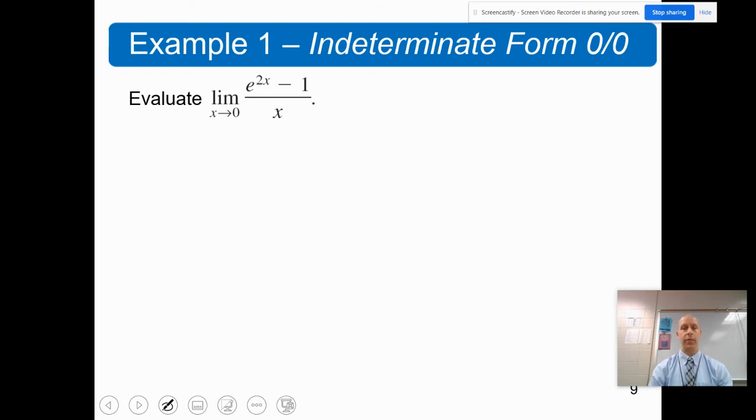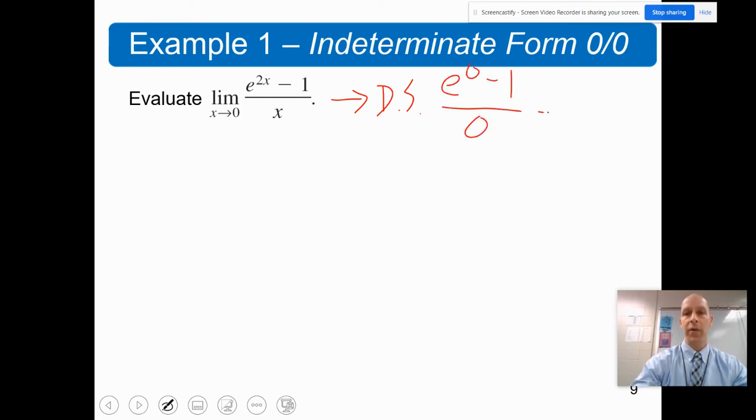Let's look at an example. Now, I'm going to do this kind of the wrong way first. By the way, this is the same problem we looked at already. We know that the answer is 2. But if I did a direct substitution, we would get e to the 0 minus 1 over 0, which is 0 over 0. That's an indeterminate form, and it's the indeterminate form 0 over 0.